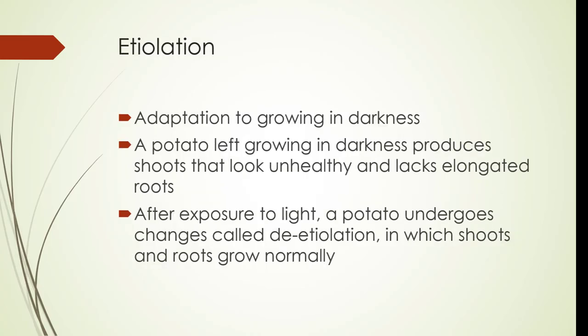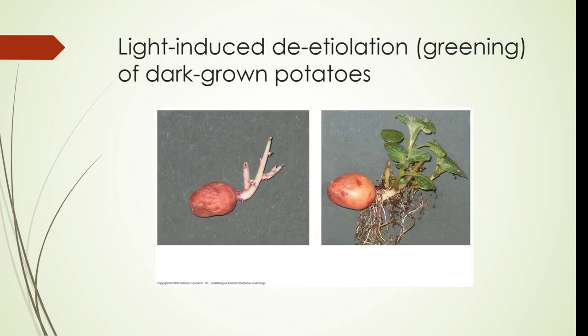So etiolation is an adaptation to growing in the darkness. So if you have a potato that's left in the dark, it produces shoots that are unhealthy and lack elongated roots. After you expose it to light, it will undergo changes that are called de-etiolation, and the shoots and roots will grow normally. So on the left here, you've got etiolation of a potato. It looks pretty unhealthy. And then once you expose it to light, you can see the roots and the shoots are growing very nicely, and that's de-etiolation.